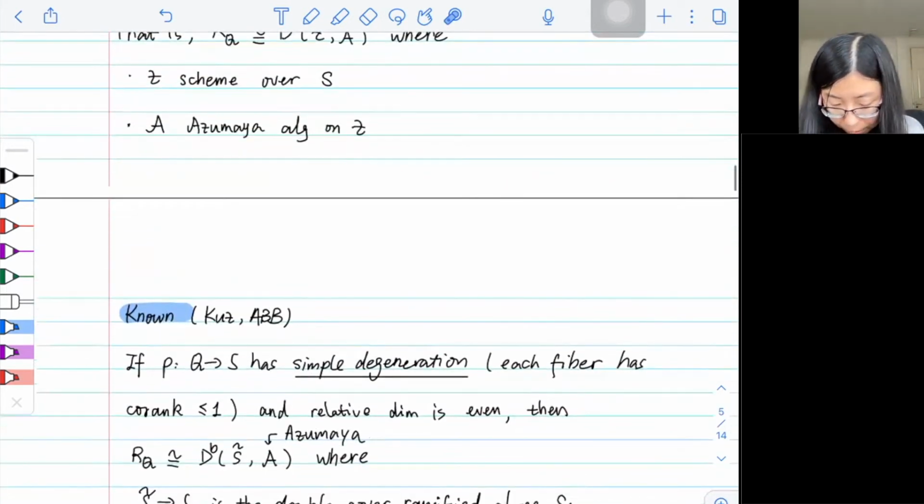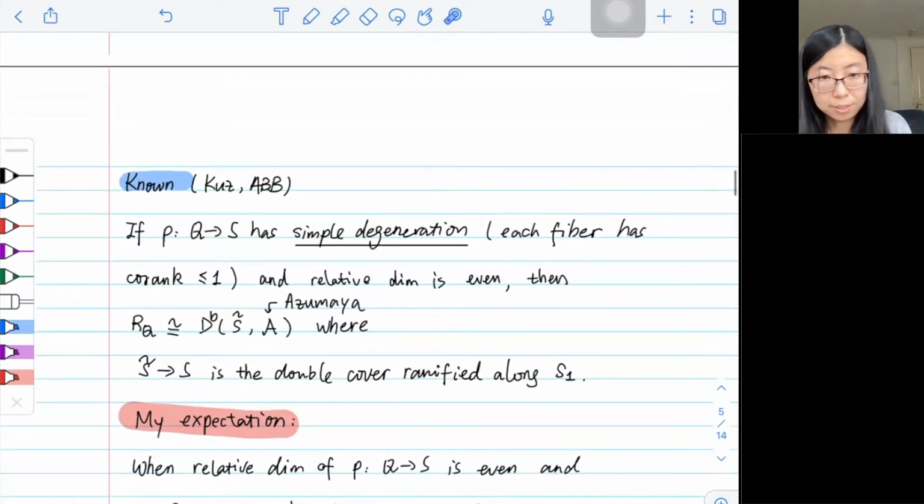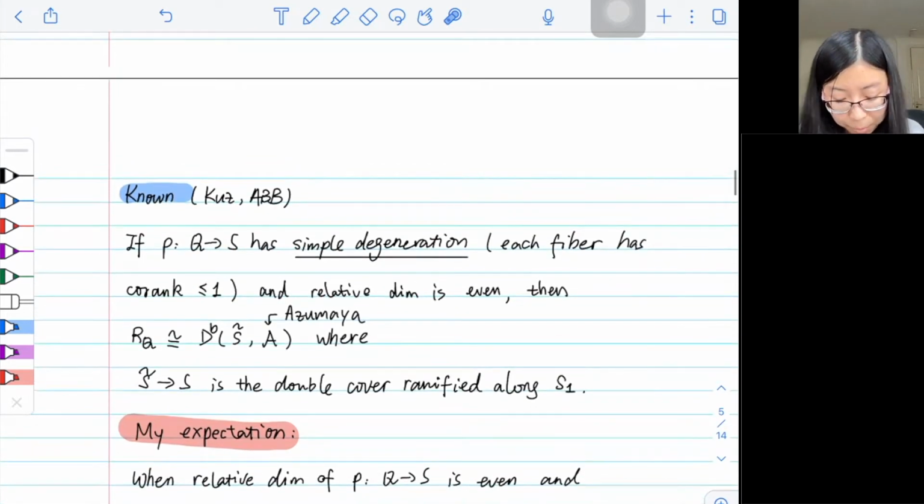So the first thing is there are some cases that we do know this happens. It's from the same sources. If your quadratic bundle has only simple degeneration, which means that each fiber has corank at most 1, which means the fiber is either smooth or nodal.